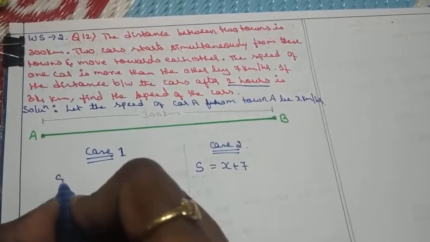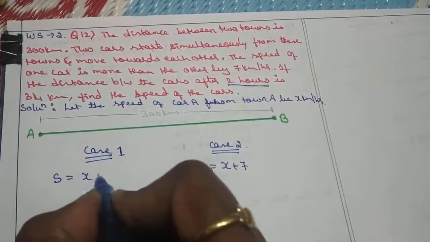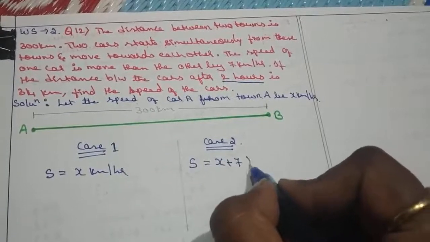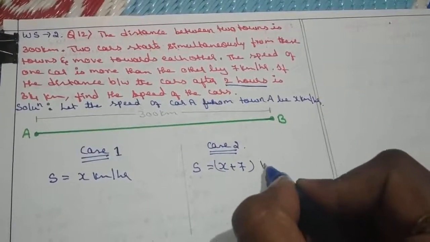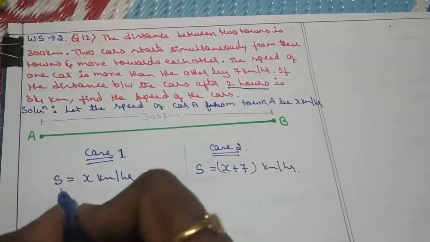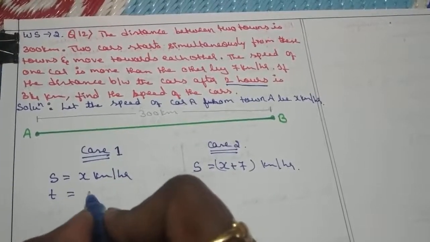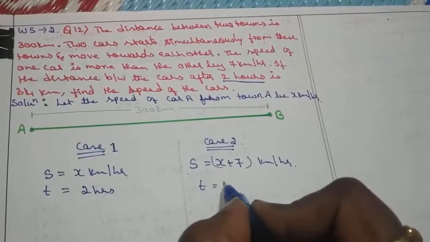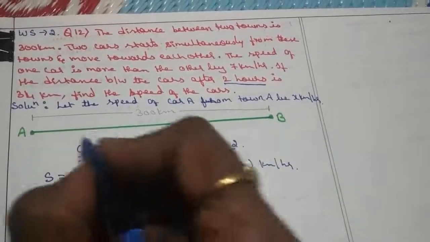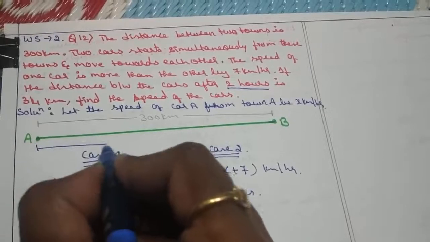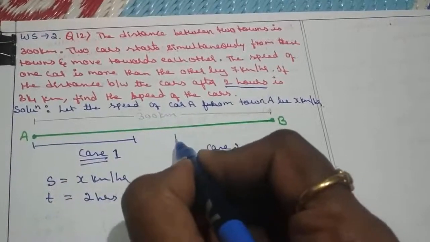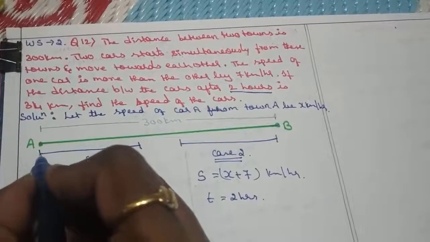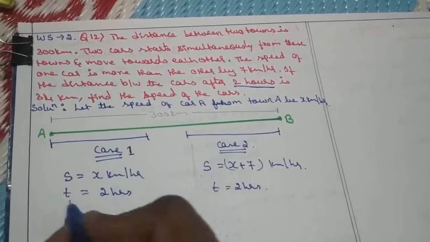So from town A the speed of the car is x kilometer per hour, and from town B it will be x plus 7 kilometer per hour, and the time taken by both the cars is 2 hours. So from here to here car 1 travels and from here to here car 2 travels, covering some distance. Let us find what those distances are.